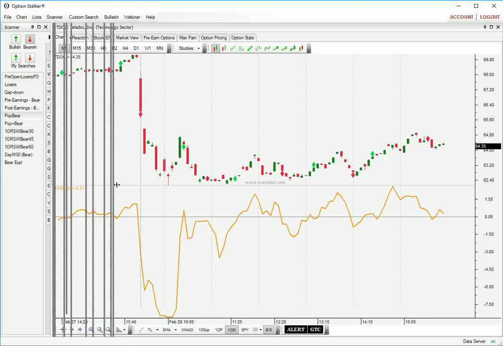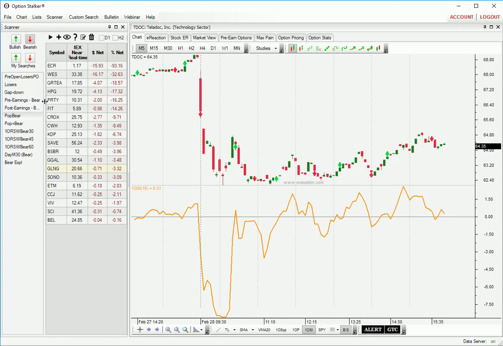So I'm going to expand this pane a little bit so we can see some symbols. But I would go in and I would select bearish, and then I would use pop bear. I can go in and select bullish stocks and use the same indicators and the same principle to find these trading opportunities.